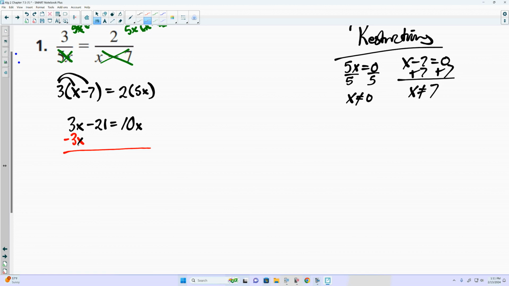Now, since the constant terms are already on one side, we're going to subtract 3x. Because our 3x and 3x will cancel. 10x minus 3x is 7x equals negative 21. We divide both sides by 7. Negative 3. Minus x is equal to negative 3.